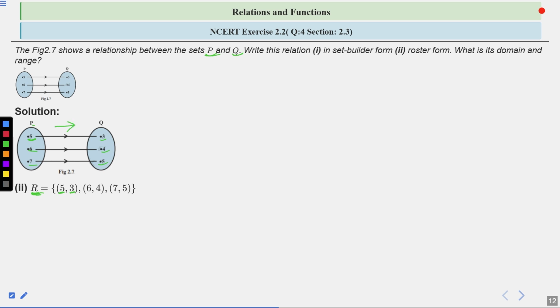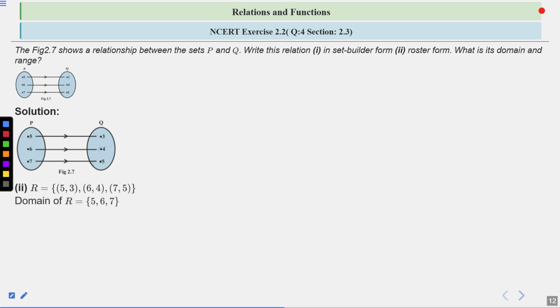From P to Q. These arrows give you an idea of which set we take first and which set second. So we are associating this 5 to element 3, not 3 to 5. We are going left to right. Clear? So we are simply writing down all the ordered pairs, which are (5, 3), (6, 4), (7, 5). Is it clear?